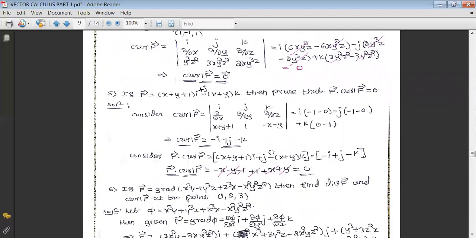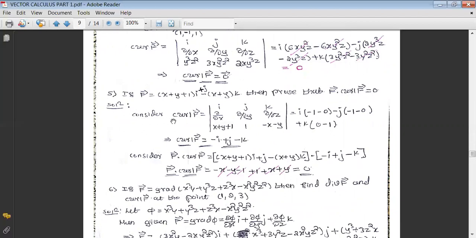Now let us go with one more. If f bar equals (x plus y plus 1) i plus j minus (x plus y) k, then prove that f bar dot curl of f bar equals 0. First, we know f bar, so we have to calculate the curl of f bar.